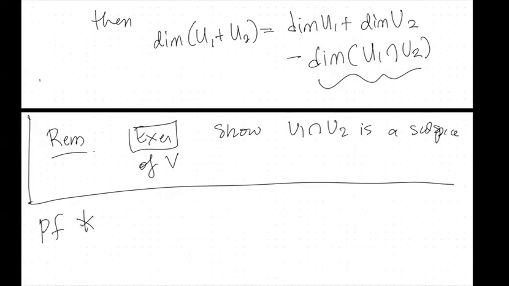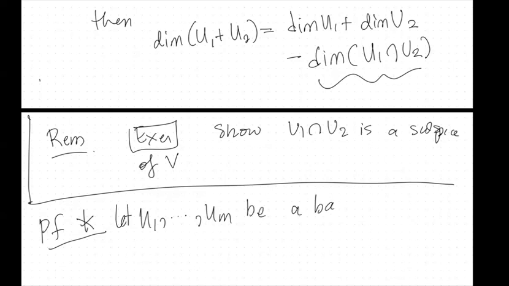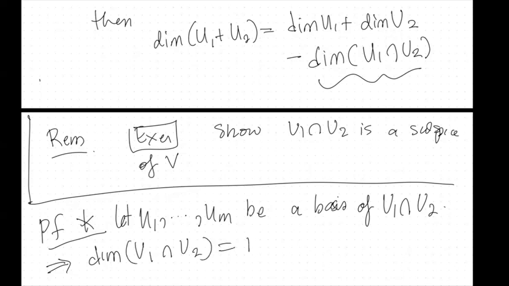Okay, let's start. This is a relatively long proof. Suppose that u1, ..., um is a basis of our U1 intersection U2. And thus, the dimension of U1 intersection U2 is equal to m. Okay?